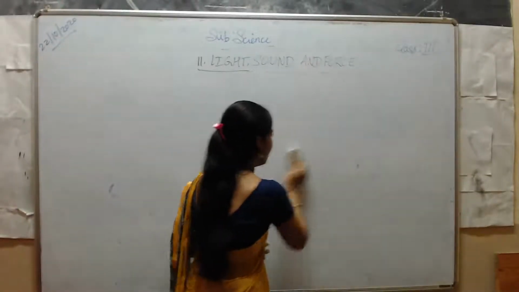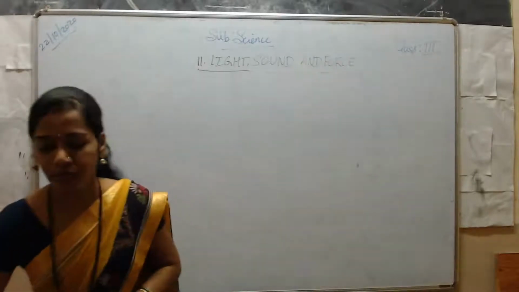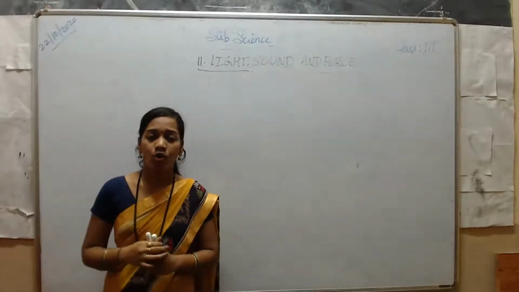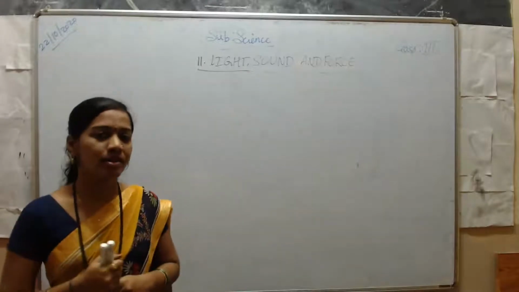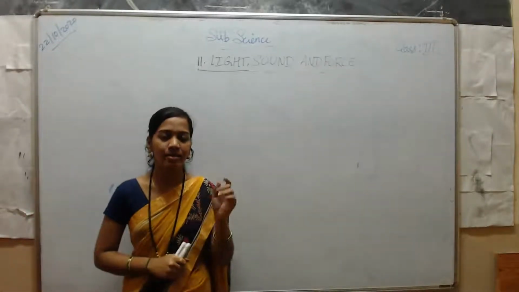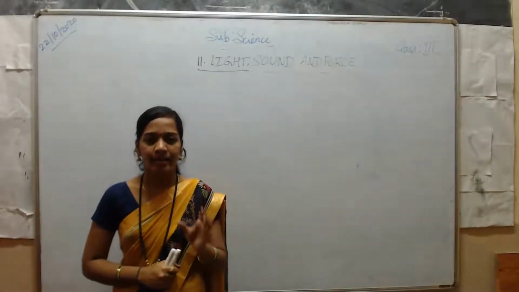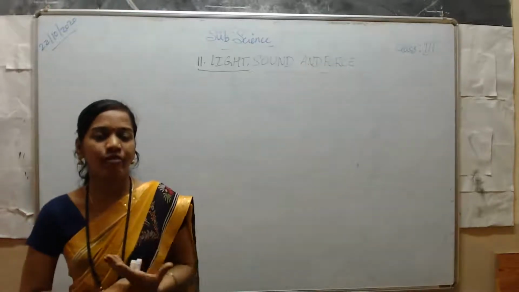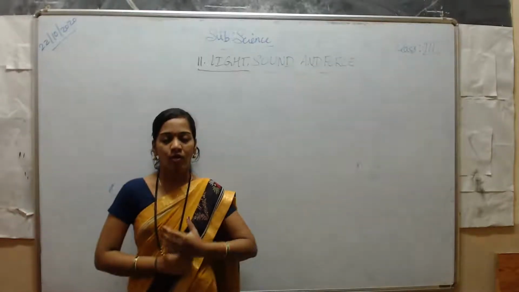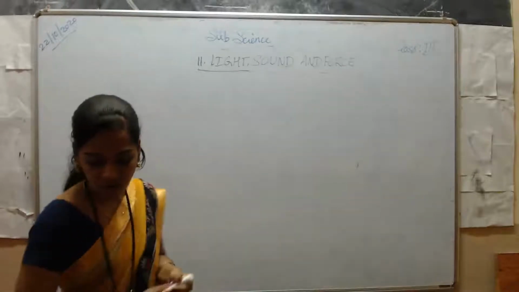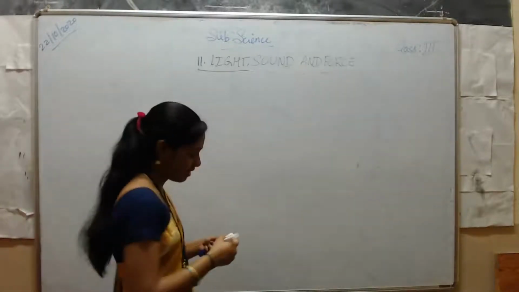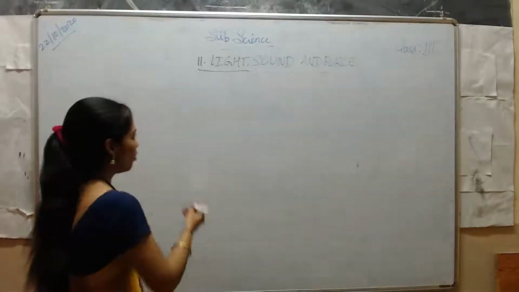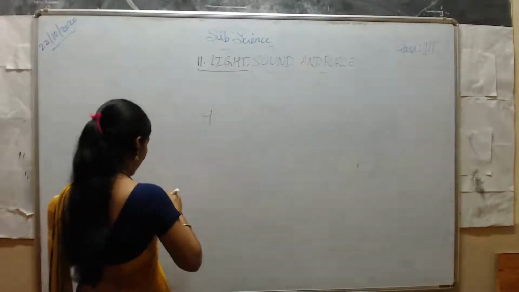So, students, now you understood what luminous objects and non-luminous objects are. For all these on the earth, the sun is the main source of light. The main light we get on the earth, we get from the sun. Next, we are going to see how light travels.